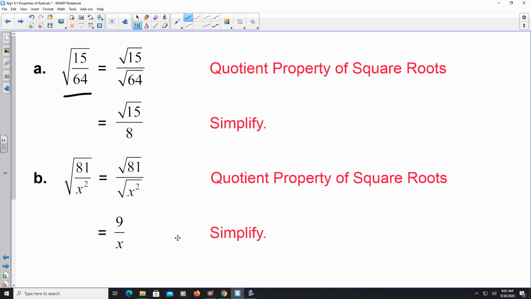All right, same thing goes for B. Broke it up into two radicals. In this particular instance, both numerator and denominator can get you out of the radical. And so square root of 81 is 9. Square root of x squared is x.